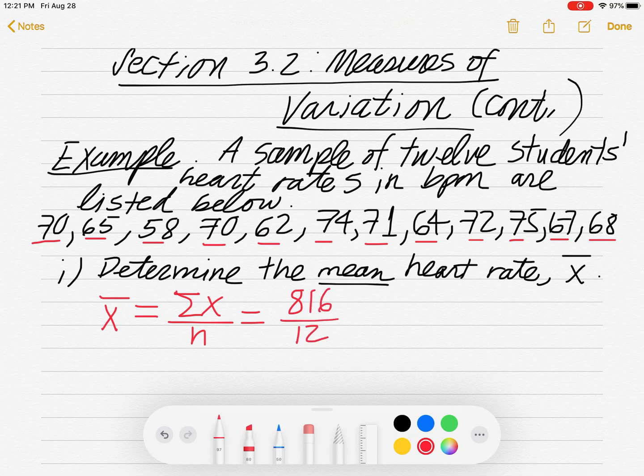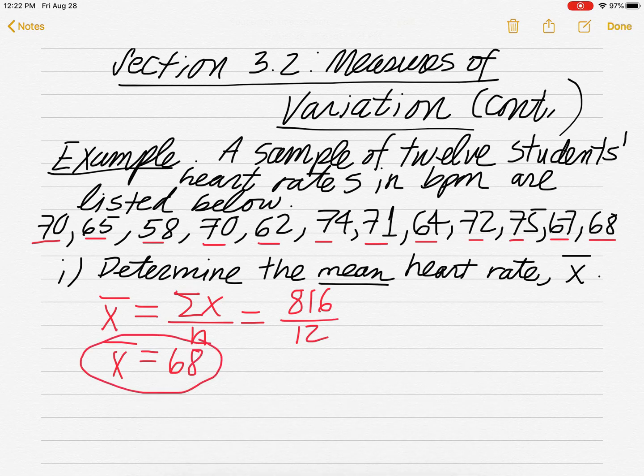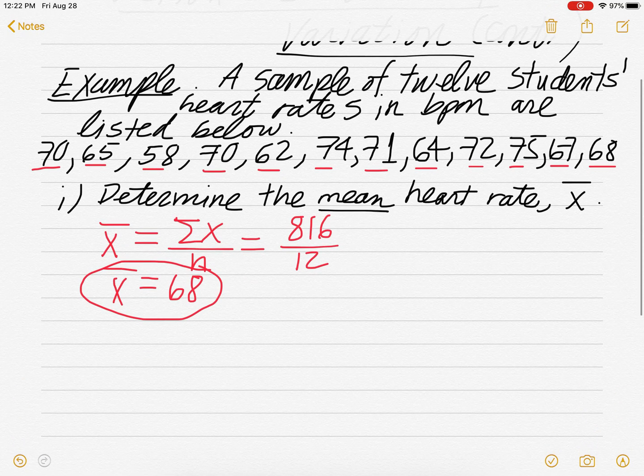I'm going to divide that by 12, right? Sample size is 12. So X bar is 816 divided by 12, that's 68. So the average heart rate here is 68 for this group of 12 students. Maybe we've got a lot of athletes in there, lowering the heart rate average a little bit.